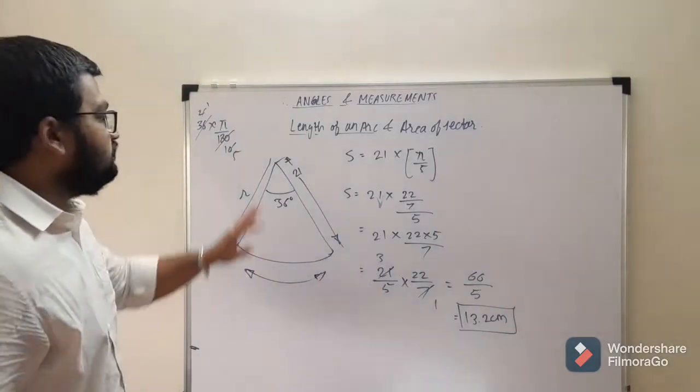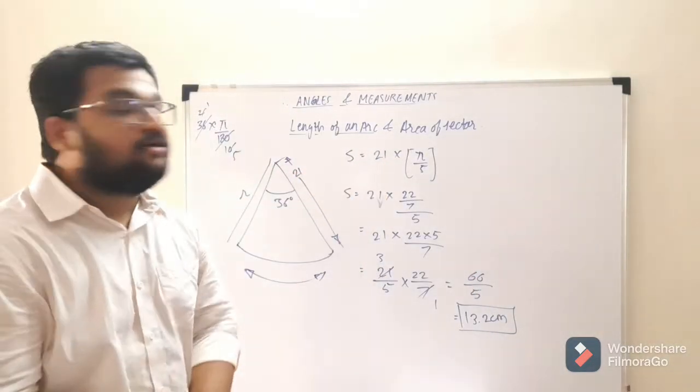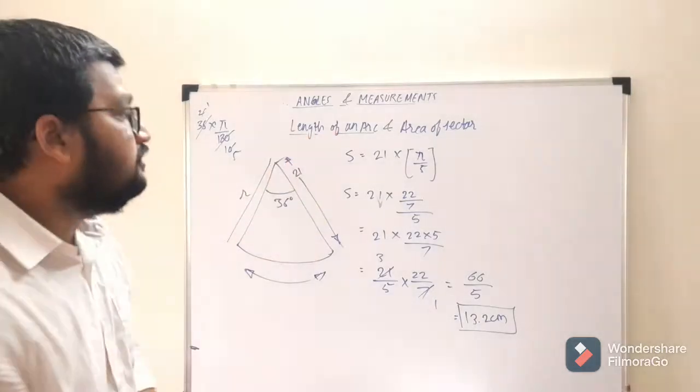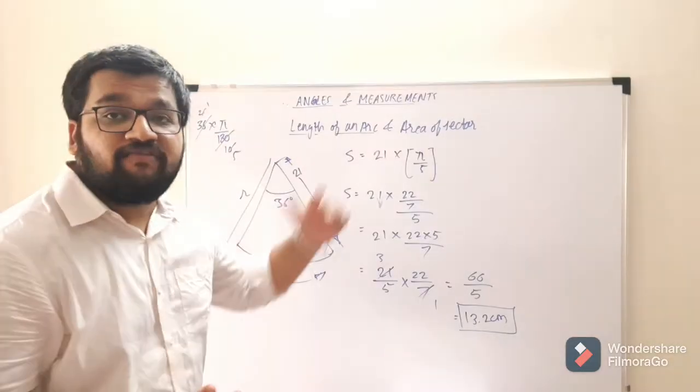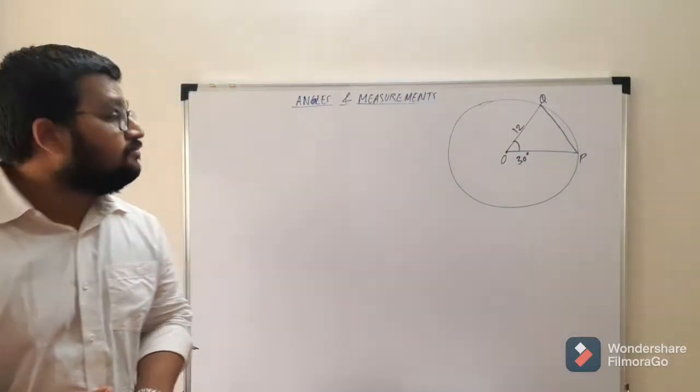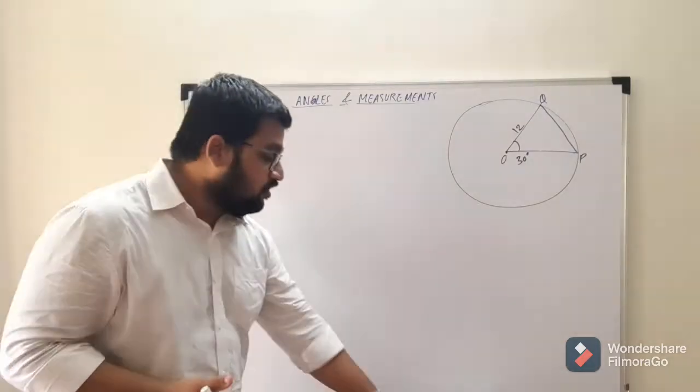Okay. So this is a very simple formula. S is equal to R theta, by which we can find the length of the arc. Now we'll see how to calculate the area of the sector. So now we'll see the problem of area of the sector.